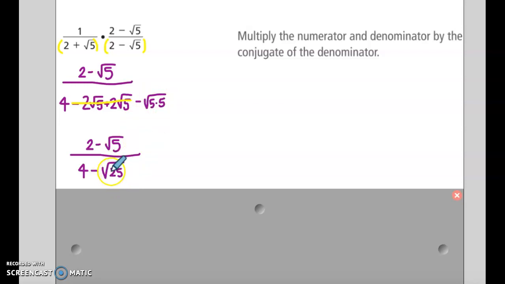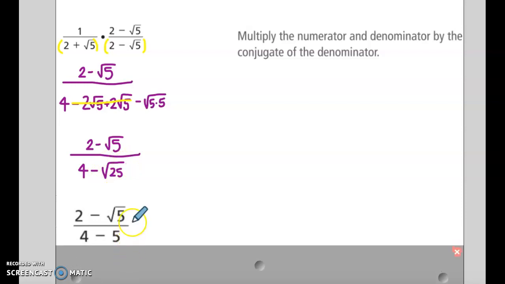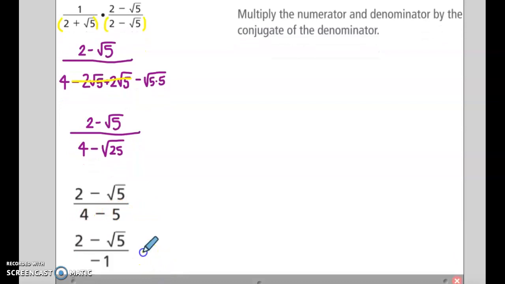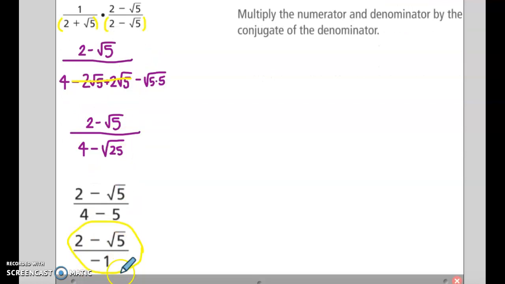I can simplify this more. The square root of 25 is 5, right? And I can do it one more time. 4 minus 5 simplifies to negative 1. This is the answer that we would want. And this is better math because notice by doing this whole process, multiplying by the conjugate, there's no more radical in my denominator, and that's what I wanted. I rationalized this fraction, made it better by getting rid of the radical in my denominator. Just a little thing to make our math a little bit better.